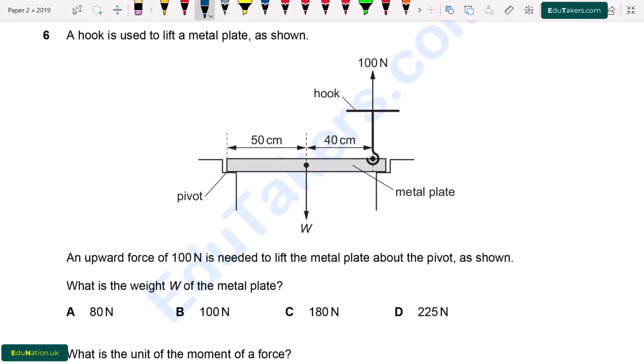Question number 6. A hook is used to lift a metal plate as shown. An upward force of 100 Newton is needed to lift the metal plate about the pivot as shown. What is the weight W of the metal plate? Here we have to find out the weight of the metal plate. Here I use the concept that the clockwise moment will be equal to the anti-clockwise moment. I write here law of conservation of moment.